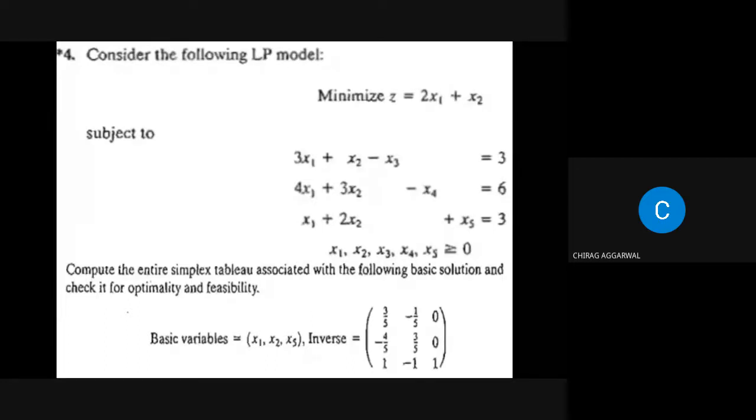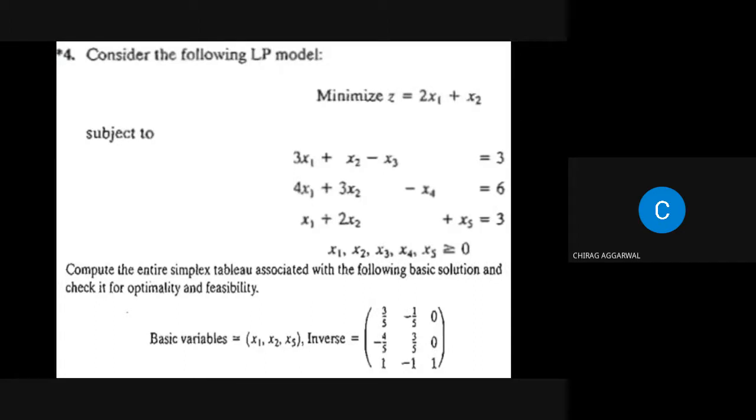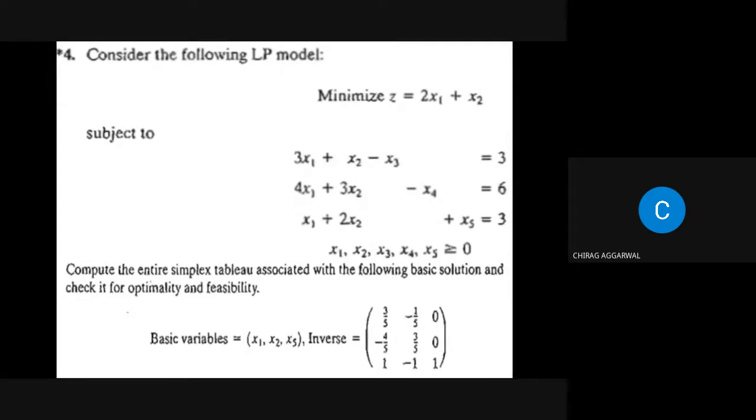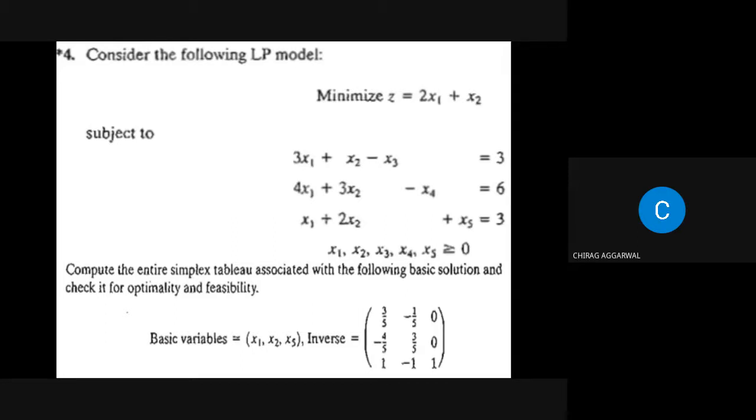Suppose we have this problem. Consider the following LP model. Minimize z equals 2x1 plus x2, subject to 3x1 plus x2 minus x3 equals 3, 4x1 plus 3x2 minus x4 equals 6, x1 plus 2x2 plus x5 equals 3, and x1, x2, x3, x4, x5 greater than or equal to 0. Compute the entire simplex table.